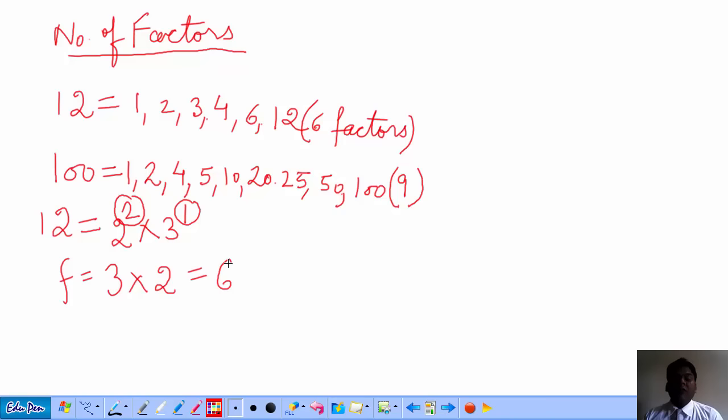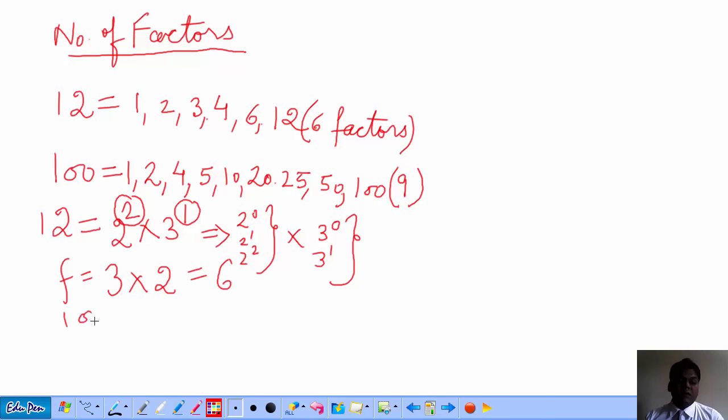Some of you might be wondering why I am doing it. Very logical. If you just look at it carefully, what are those powers of 2 which divide 12 completely? 2 to the power 0, 2 to the power 1, 2 to the power 2. These are the three powers which will divide 12 completely because the highest is 2 to the power 2. Similarly, what are the various powers of 3 which divide? 3 to the power 0, 3 to the power 1. All the combinations of these three with these two will give you the various factors. So that's why I'm multiplying 3 into 2, 6.